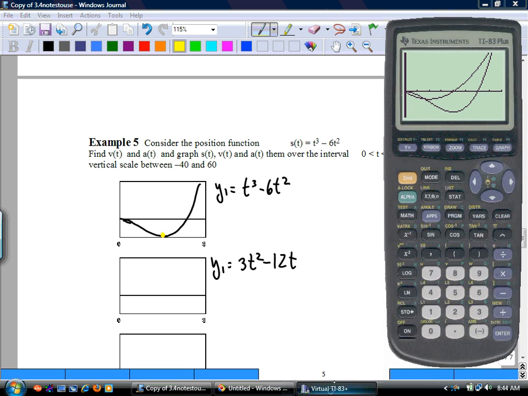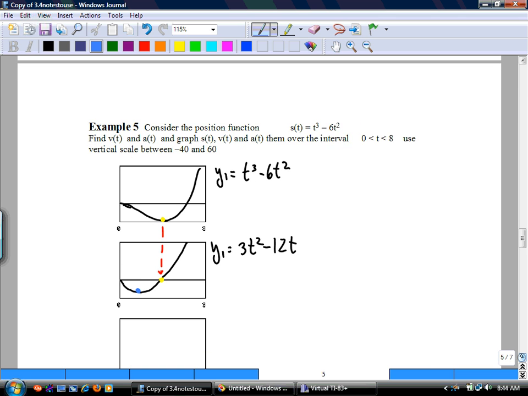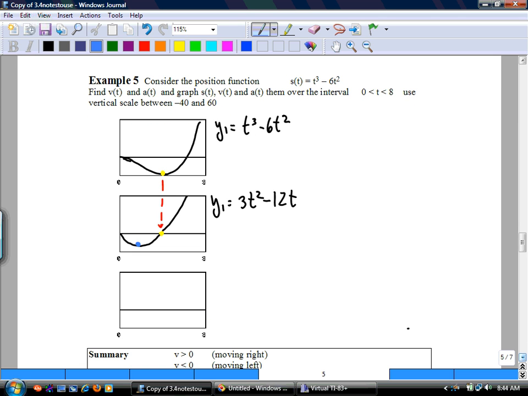Now, why was Mr. Epps so interested in that yellow point on the previous graph? Well, that point is now here on the derivative graph. That's where the slope equals 0. That's where the particle is changing direction. Okay, I want to put a blue dot right here. Take the derivative again. y1 equals 6t minus 12.